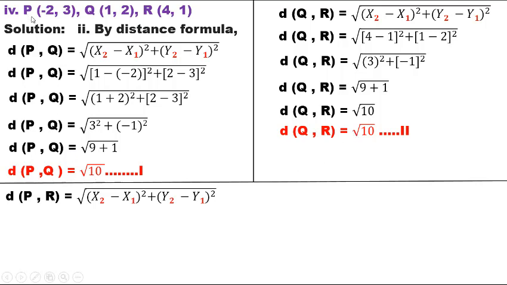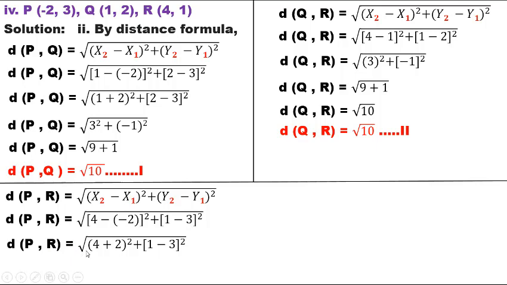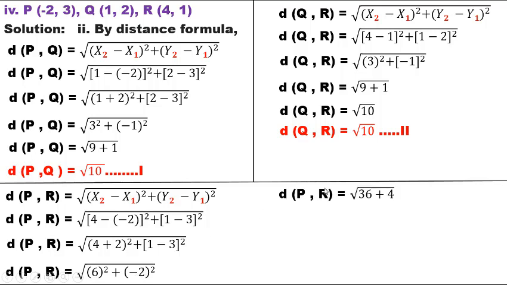Distance between the P and R. Calculate that distance by assuming that the coordinate of the P is x1, y1 and the coordinate of the R is x2, y2. We may calculate that under root of 4 minus 2 bracket square plus 1 minus 3 whole bracket square. Distance between the PR is equal to under root of 4 plus 2 square plus 1 minus 3 square. Therefore distance between the PR is equal to under root of 6 square plus minus 2 square. Distance between the PR is equal to under root of 36 plus 4.